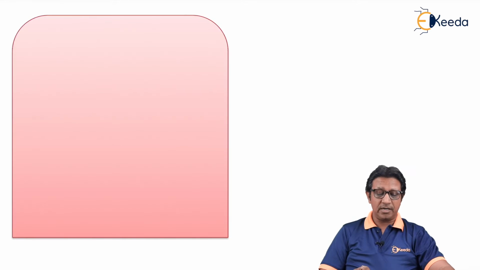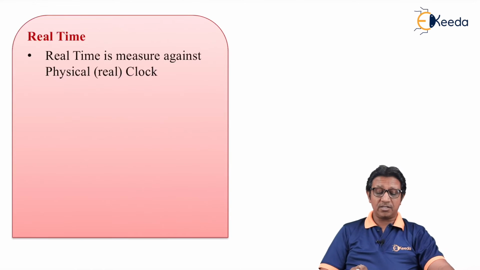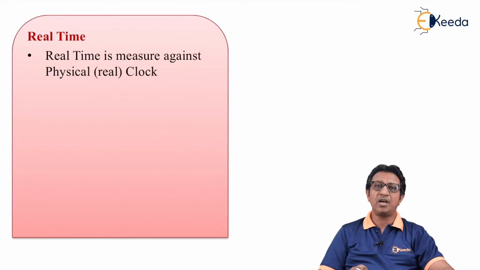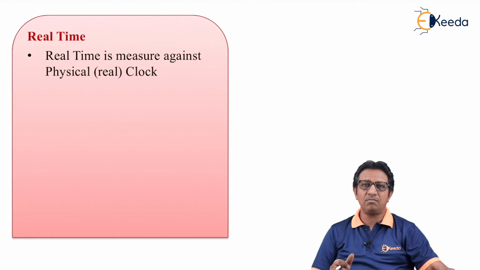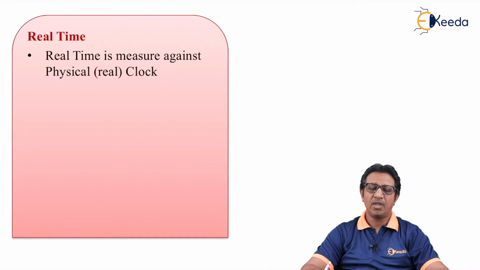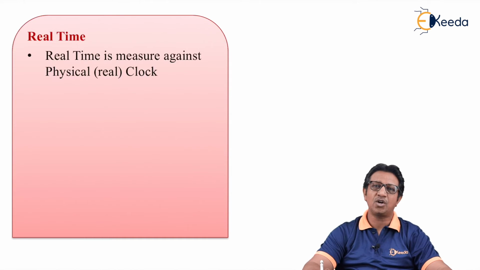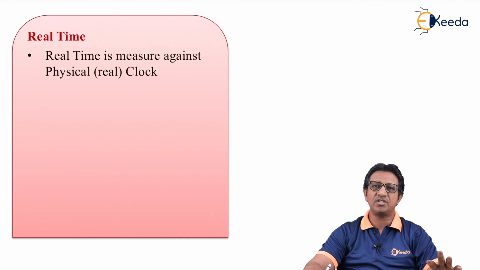Let's see what we mean by real-time systems. Real-time systems are the systems which are measured against the physical clock or the real clock. Let's take an example. If I'm doing any task, I am doing it with respect to my clock. Clock means the one which is in our hand, or a GPS clock, which the whole world is working against.